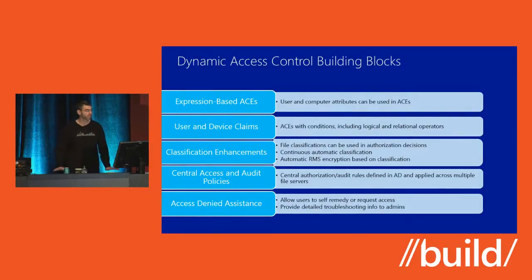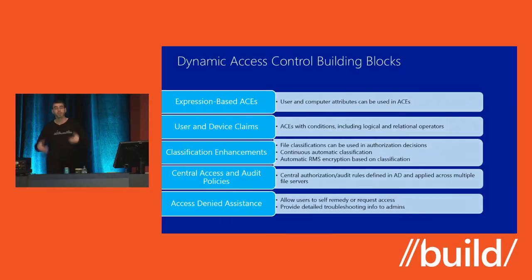And then a new concept called central access and audit policies. So this is something new in AD that can project policy over various different group policy scopes. Okay? And then access denied assistance. Now we won't go into that in this talk, but it's part of the overall piece here. So I'll mention it some here, and we can in the Q&A if you want.